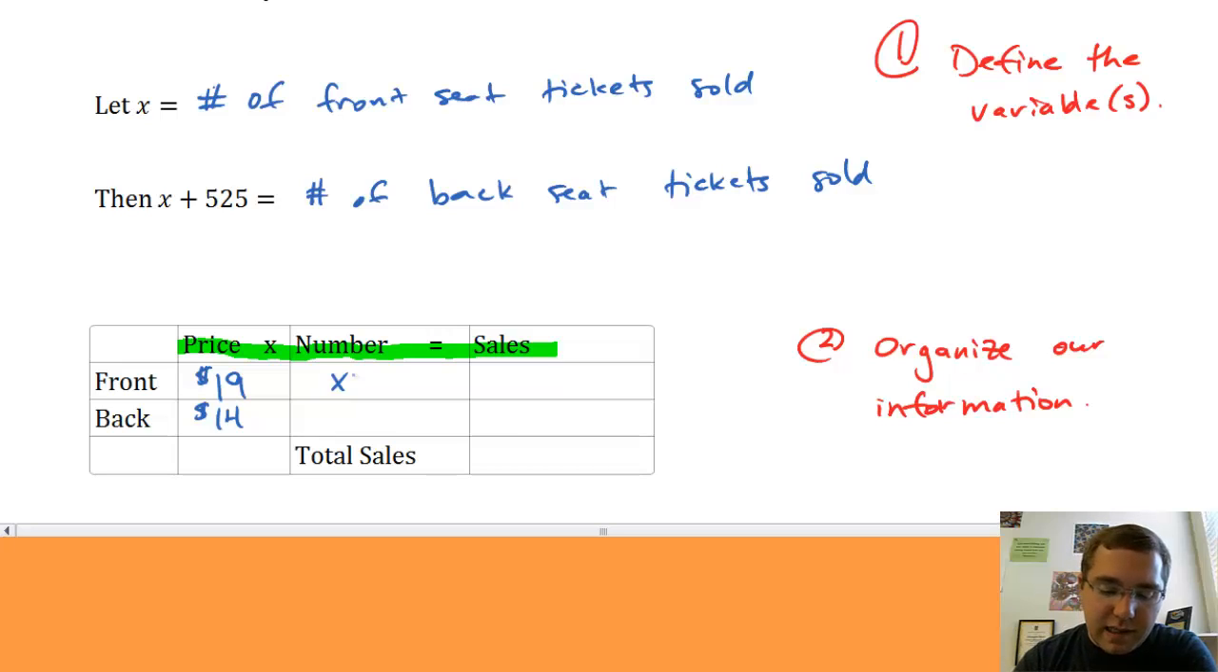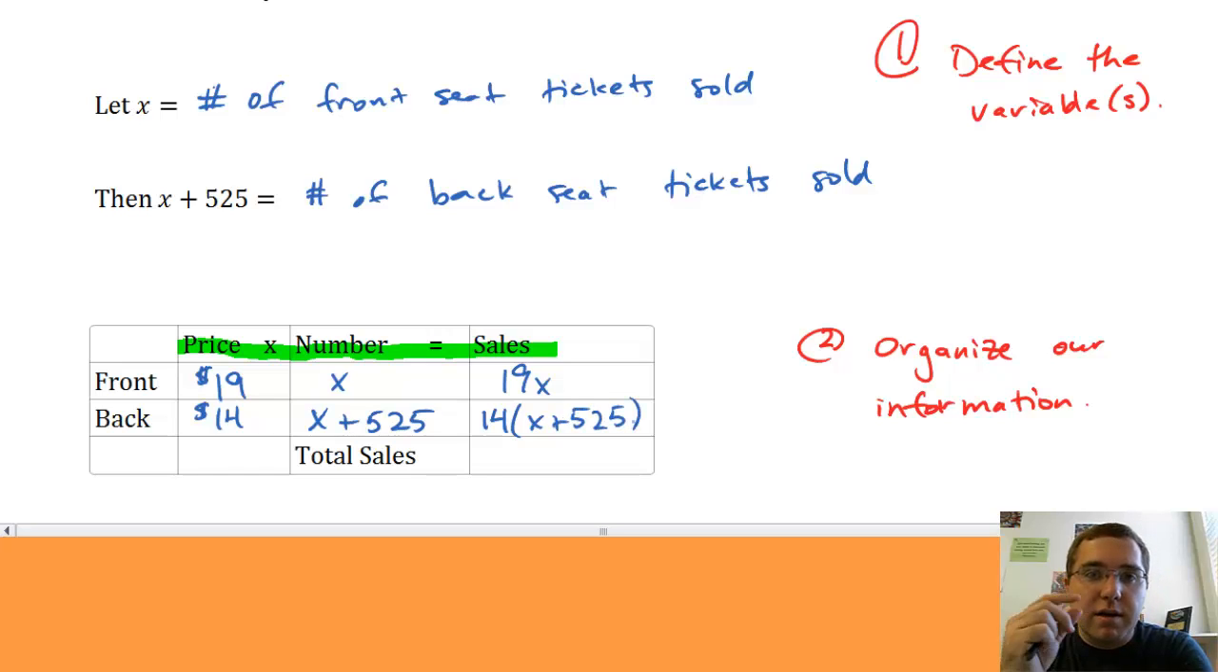And how many back seat tickets did we sell? X plus 525. We don't know either one of those. That's what we're solving for, so that's why it's x, and then x plus 525. So the total sales for the front seats is 19x, 19 times x, and for the back seats it's going to be 14 times x plus 525. But I have to put the x plus 525 in parentheses, because I need to add those together and then multiply by 14.